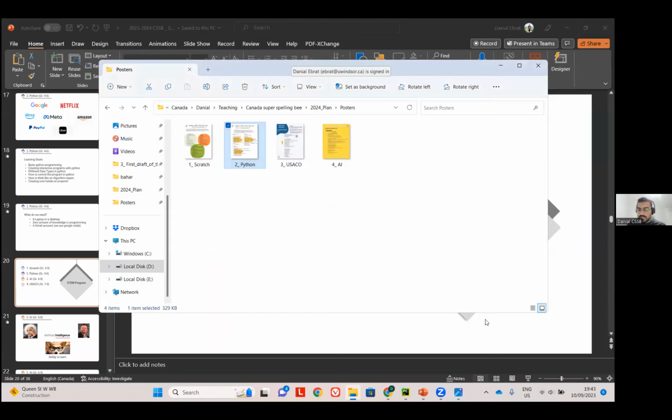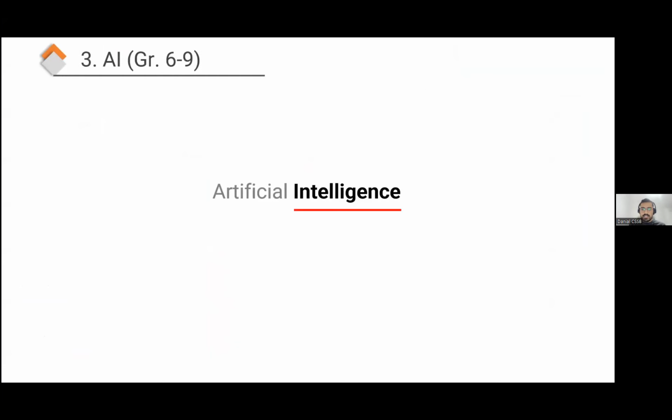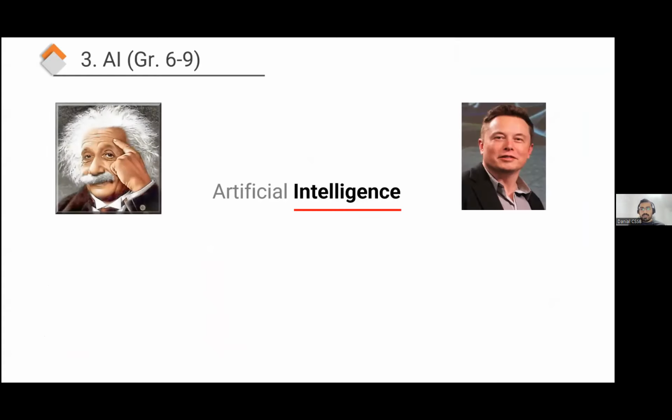And so let's go with another class that we have, AI or artificial intelligence. It's going to be the class for grade 6 to 9. And so first, let's talk very briefly about what artificial intelligence is. When we think about intelligence, we think about maybe smart people like Elon Musk or Einstein. But it's not specifically related to humans. So for example, we can say, okay, I have a dog and he's pretty smart, right?